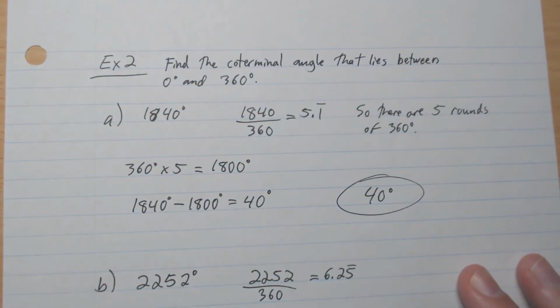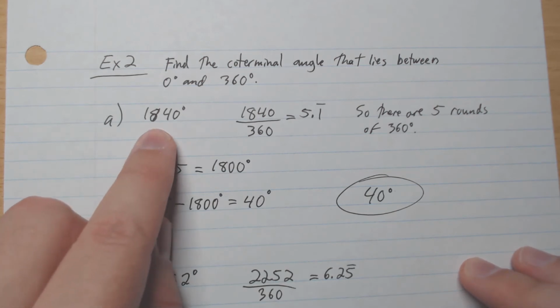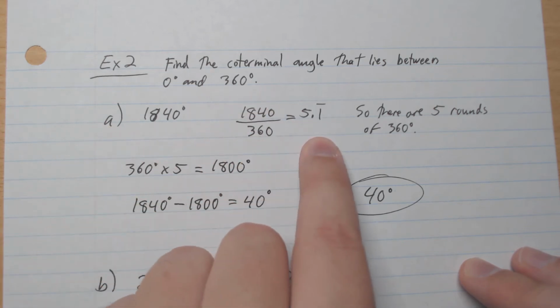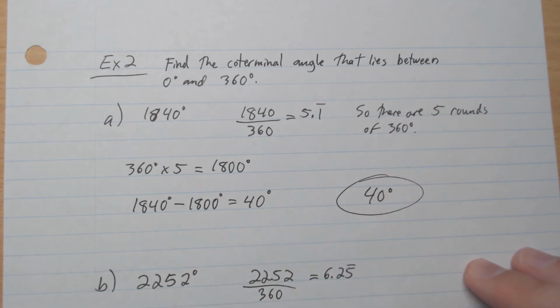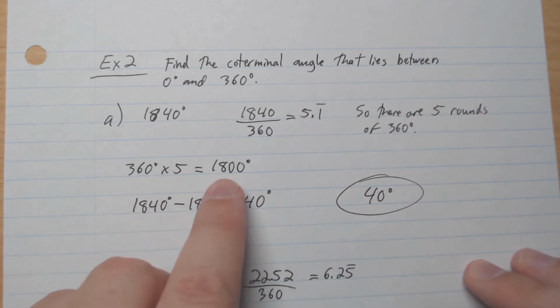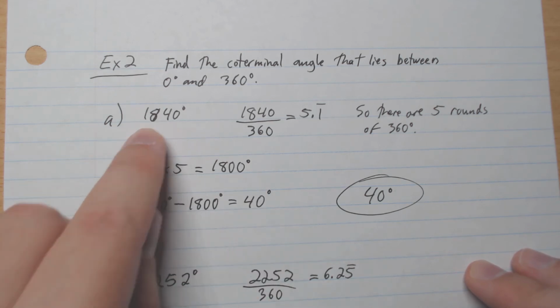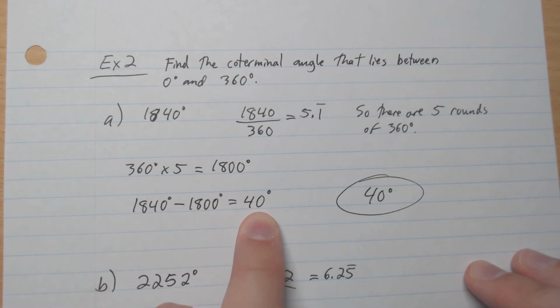Okay, example 2. Find the coterminal angle that lies between 0 and 360. So here we have 1840. Now we're going to divide that by 360, which gives 5.1. So that means there are 5 rounds of 360. And so those 5 rounds of 360 is 1,800 degrees. So we're going to do 1840 minus 1800, and that gives 40. So the coterminal angle here is 40.